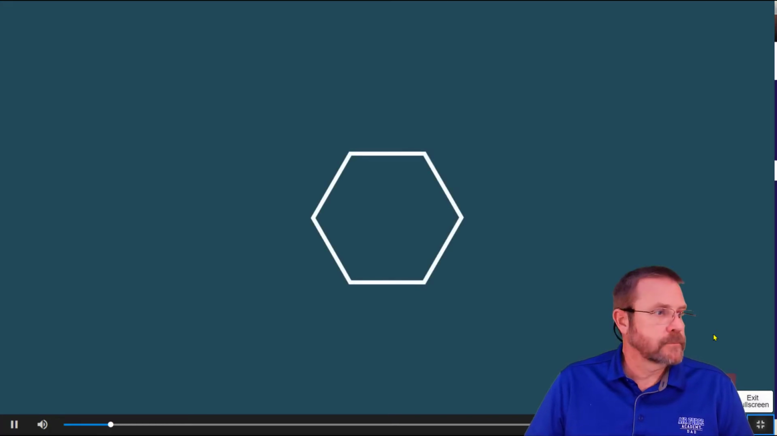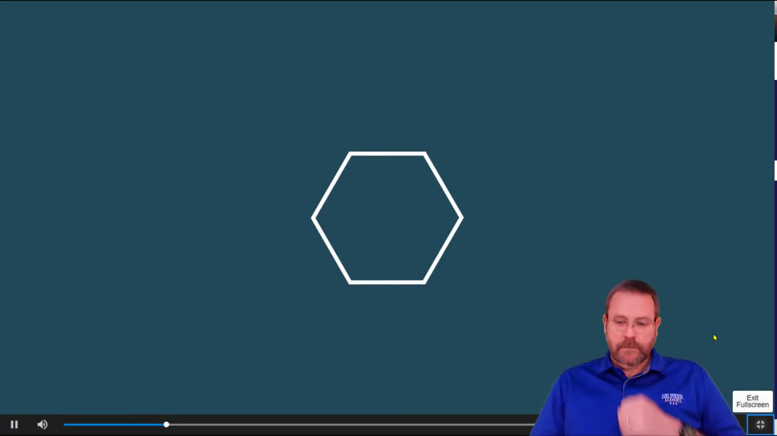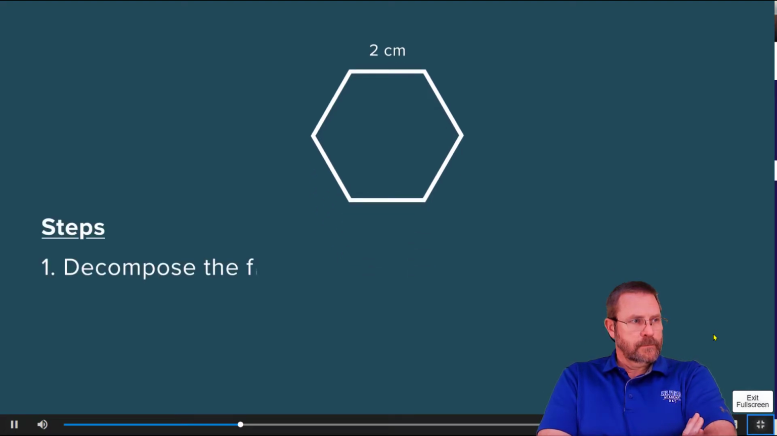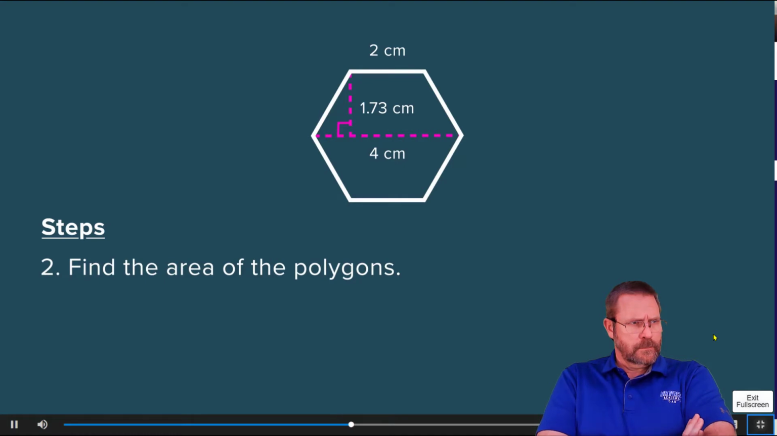A regular polygon is a polygon with all congruent sides and all congruent angles. This hexagon is a regular polygon. Each side has a length of 2 centimeters. To find the area of a regular polygon, first decompose the figure into triangles, parallelograms, and trapezoids. The hexagon can be decomposed into 2 congruent trapezoids. Next, find the area of the polygons that make up the hexagon. Use the formula to find the area of the trapezoids.